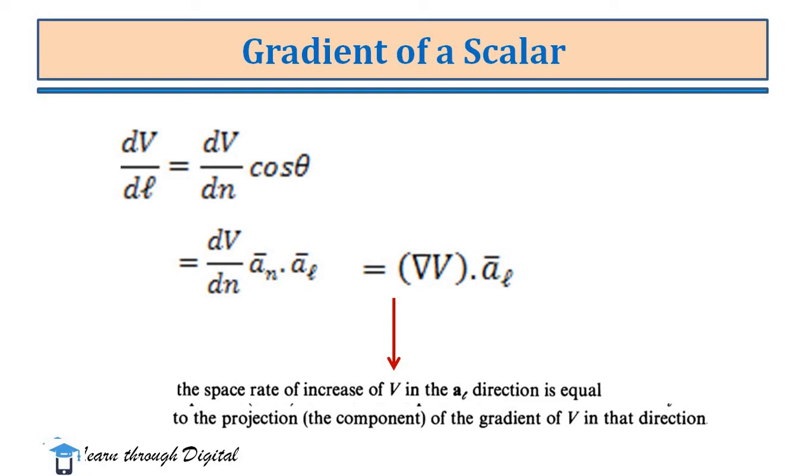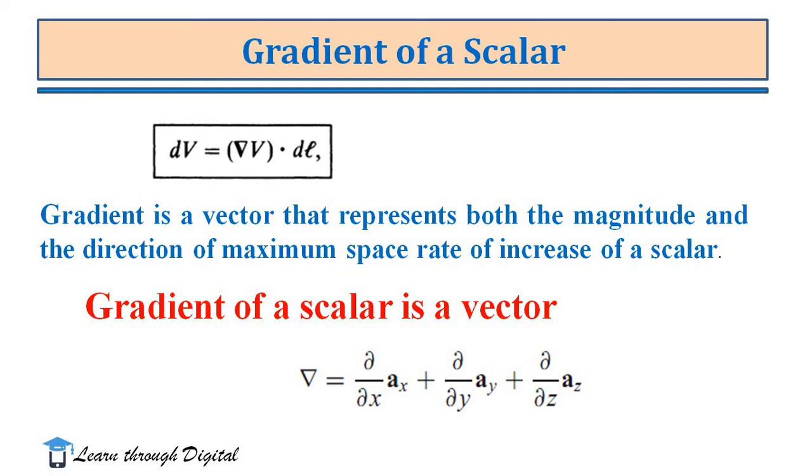It means that the space rate of increase of V in the al direction is equal to the projection of the gradient of V in that direction. dV is equal to del V dot dl. It states that dV is the total differential of V as a result of a change in position from point P2 to point P3 in this case. Gradient is a vector that represents both the magnitude and the direction of maximum space rate of increase of a scalar. So therefore, gradient of a scalar is a vector quantity.